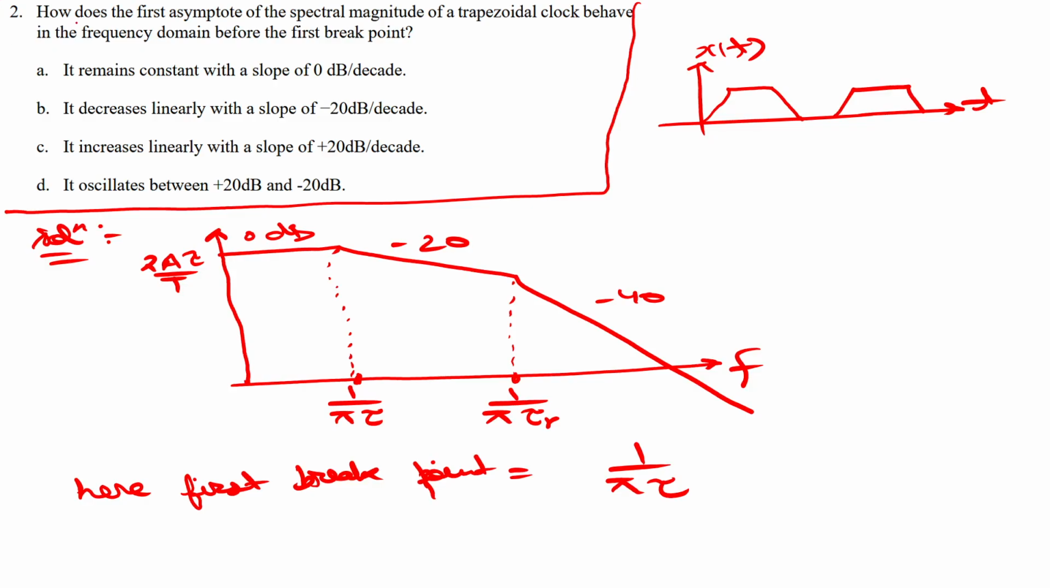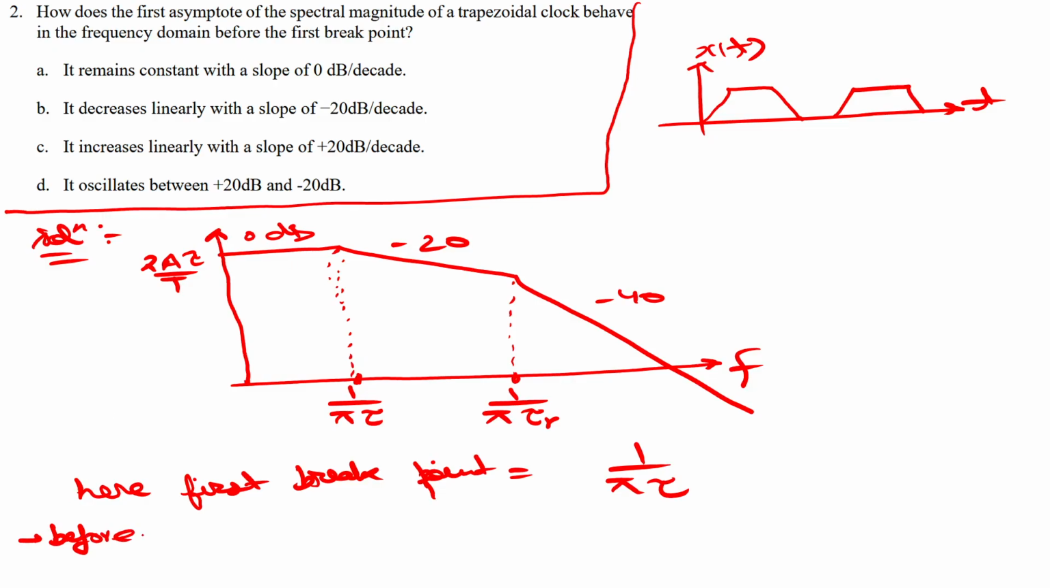So in the question it is asking how the first asymptote of the spectral magnitude of a trapezoidal clock behaves in the frequency domain before the first breakpoint. If we see just before the first breakpoint, it's a constant, it's a DC, it remains constant with a slope of 0 dB per decade. So it's asking what is the behavior of the trapezoidal clock before the first breakpoint frequency.